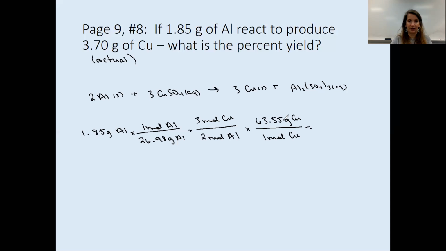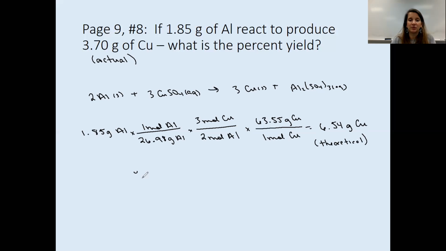So that is 1.85 divided by 26.98 times 3 divided by 2 times 63.55. That's going to give us 6.54 grams of copper. So remember, when you do your stoichiometry, you arrive at the answer that's telling us how much product we should have made. So that is going to be our theoretical yield.